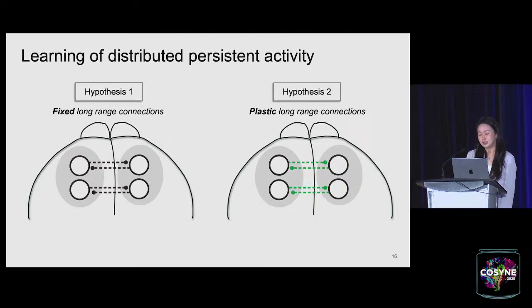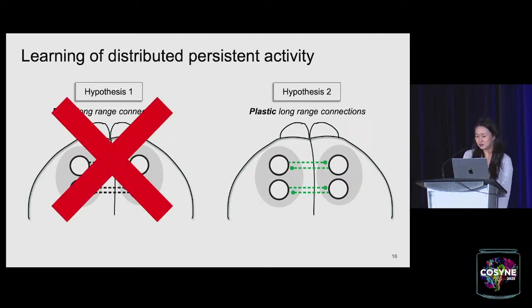These data rule out the first hypothesis. Instead, we find that long-range connections are also plastic over learning. This means that brain areas are communicating along different dimensions over learning, and we also then know that persistent activity evolves in distributed brain areas.